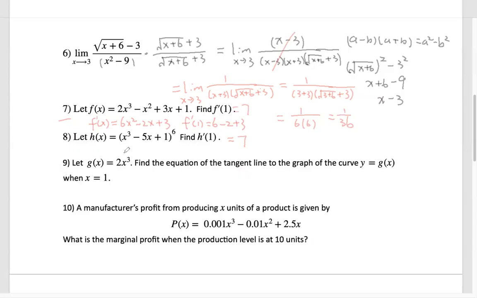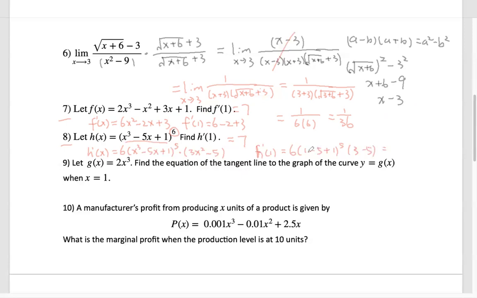Let's see, 8. We want to take the derivative of h. Right. First, we take this one to have 6 times x cubed minus 5x plus 1, raised to the 5th. Now multiply by the derivative of the inside, which is 3x squared minus 5. Now we need to find h prime of 1. Just plug in 1 for x. 1 cubed is 1. 1 times 5 is 5. Then plus 1 raised to the 5th, times 3 times 1 squared is 3, minus 5.